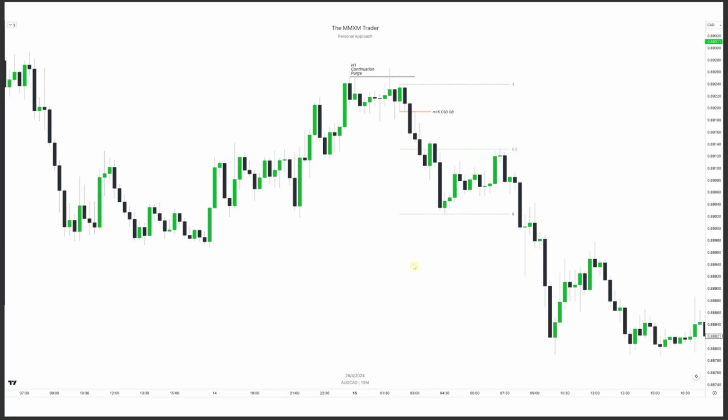AUD CAD. So we focused on that 1 hour continuation purge, and then we can look for that 15-minute change in the state of delivery order block. So over here, we raid the buy stops, right, accumulating buy stops, and now we want to pair those up with sell stops on the lower part of the range. Then we wait for a change in the state of delivery. So we wait for that up close candle to form and trade below it. So now we have a bearish order block.